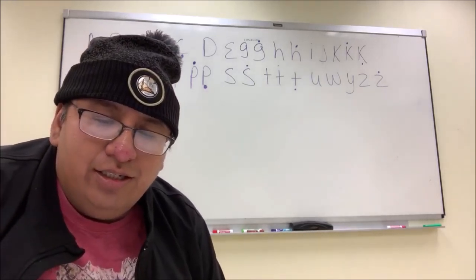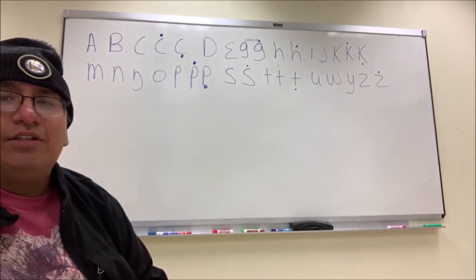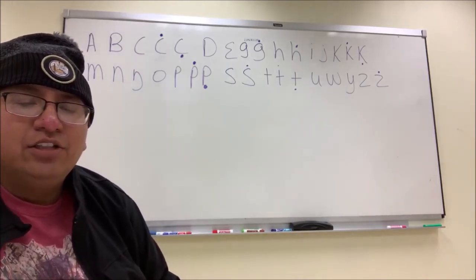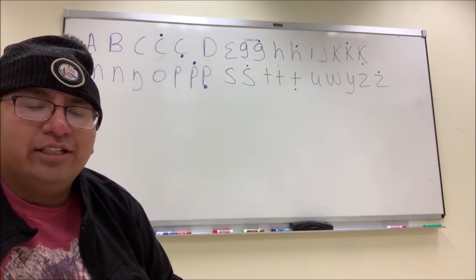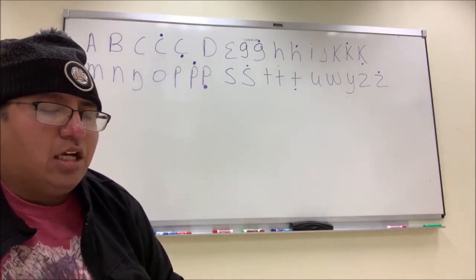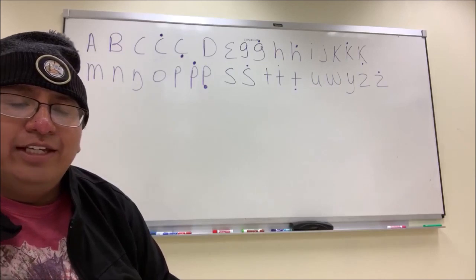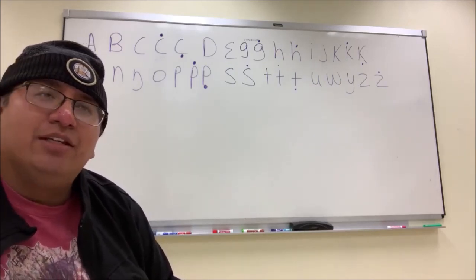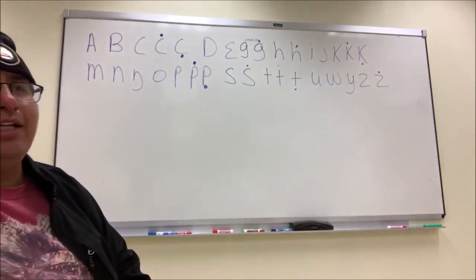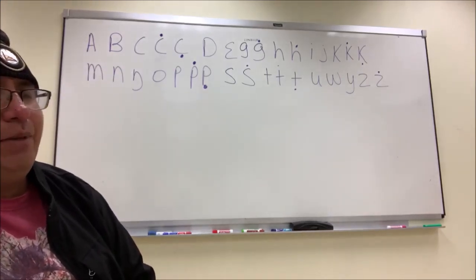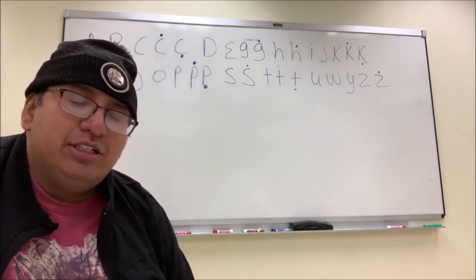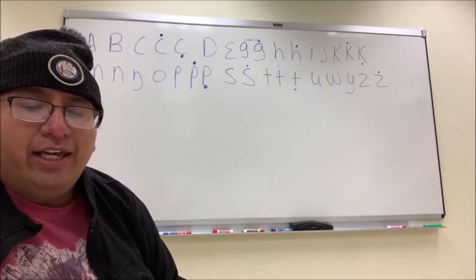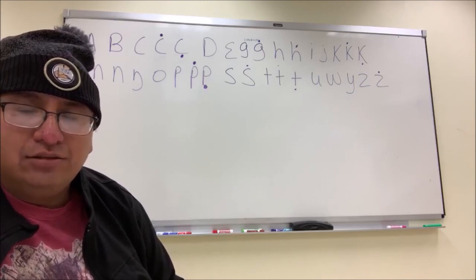The next H with the dot on it, a guttural H for kh, kh, like you're spitting out a loogie. Kh. And it's khe, like a mountain. Khe is a mountain. And that H is a guttural H for khe, or for kh.